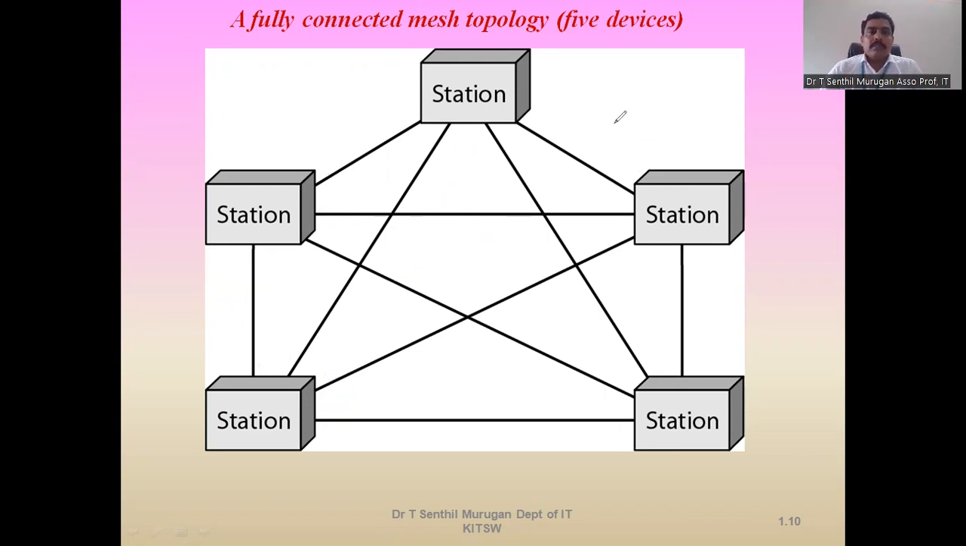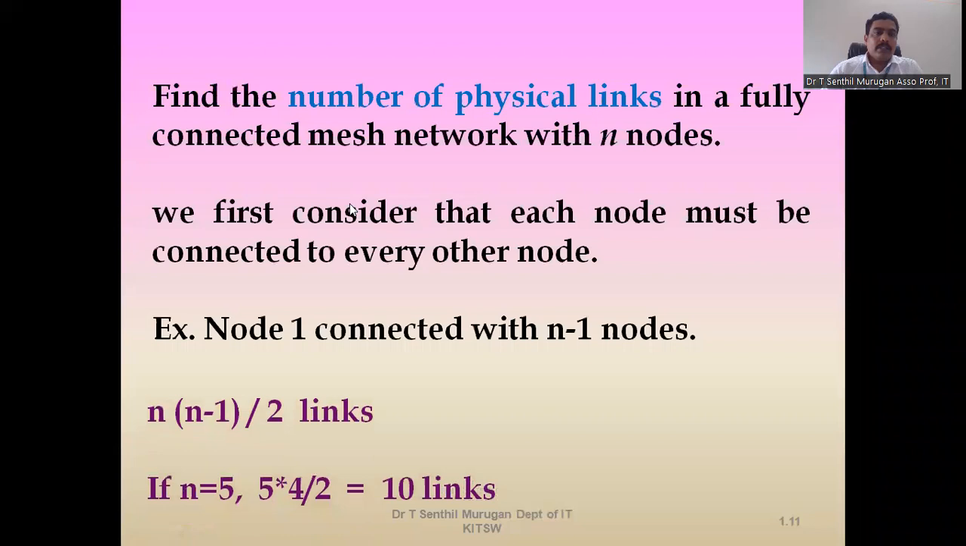Next we are going to discuss how to find how many links are there in a mesh network. Normally we know that node 1 is connected with n minus 1 nodes. How can we find it? n into n minus 1 by 2 links, where n is the number of nodes. Here 5 nodes are there, so 5 into 4 by 2. So totally 10 links are there in the mesh topology.